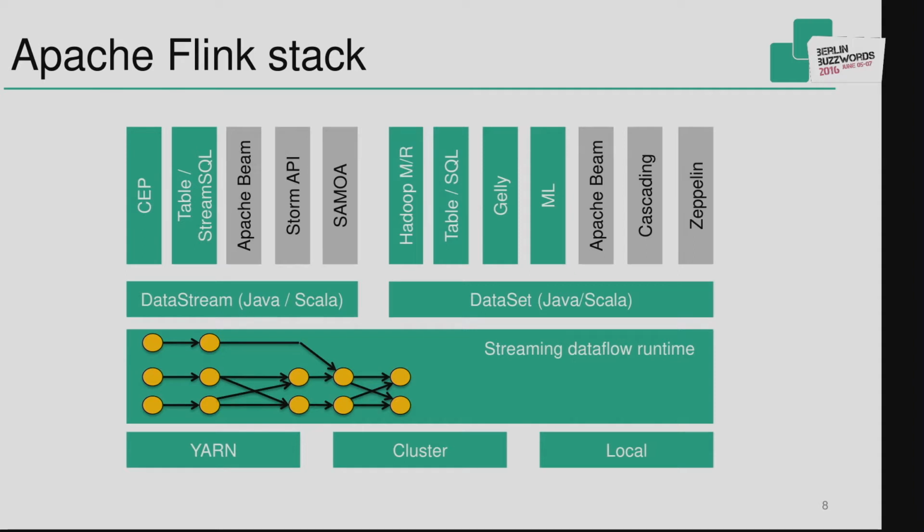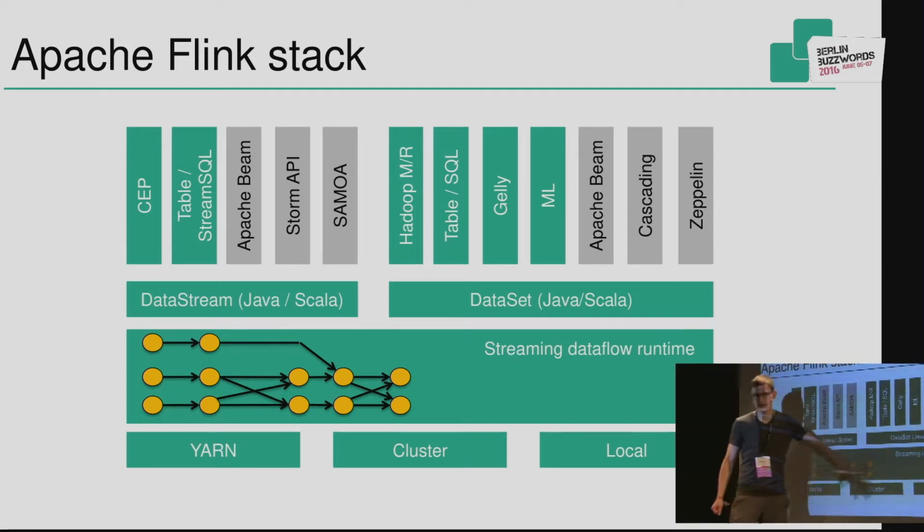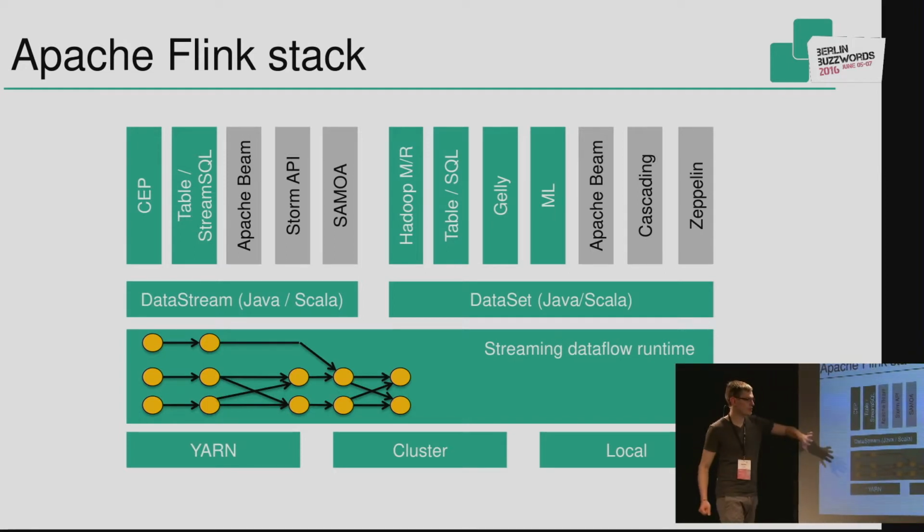And the interesting observation about this engine is that it's not really aware of the source of the application that it's executing. So whether the program has been implemented in the data stream API or the data set API for batch doesn't really matter for the engine. So there is like an abstraction between these APIs and the engine. And for the data set, for the batch programs, there's an optimizer which is generating a graph for the engine. But since this is a streaming talk, I will only focus on the streaming side of our APIs.